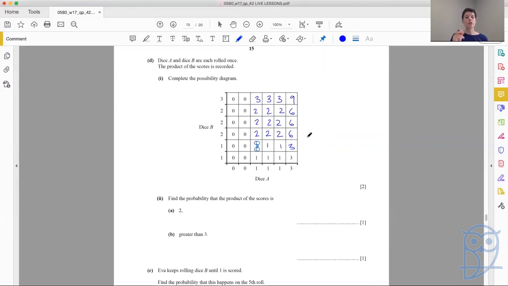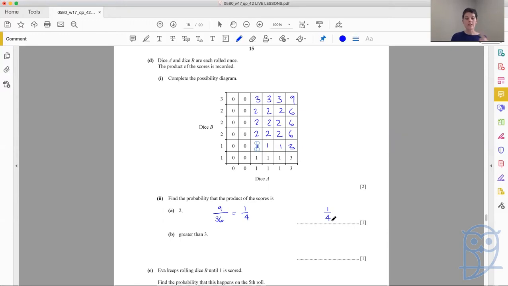Then our questions relate to our possibility diagram. Find the probability that the product of the scores is 2. So we have to count how many 2s we've got out of all the possible options for our products. So there's 1, 2, 3, 4, 5, 6, 7, 8, 9 2s out of, well, 6 times 6 is 36 possible options. 9 out of 36, we can most definitely simplify that. So our final answer is 1/4.